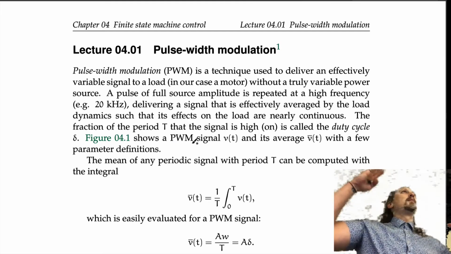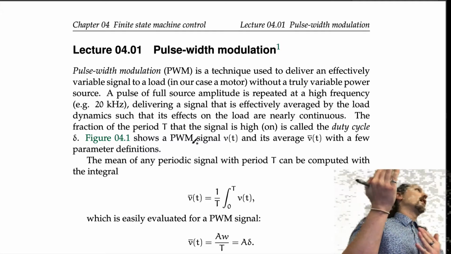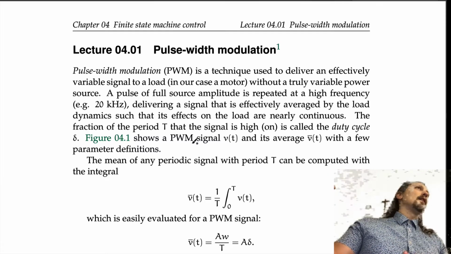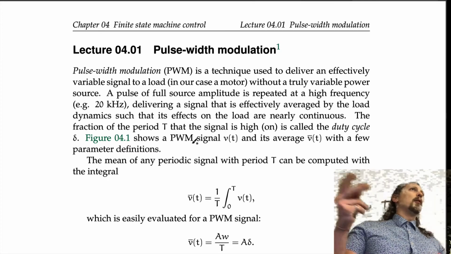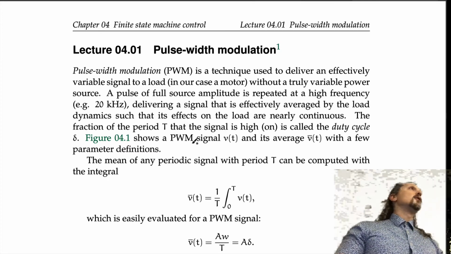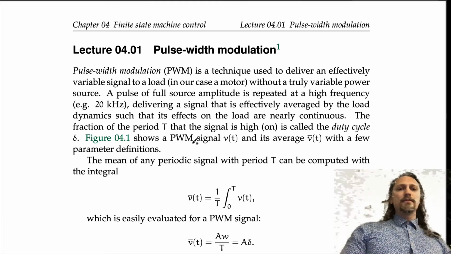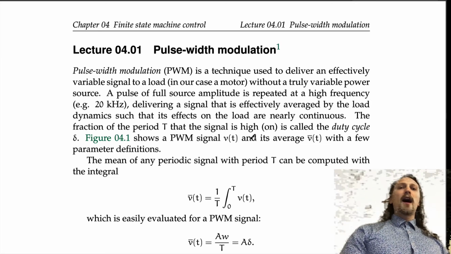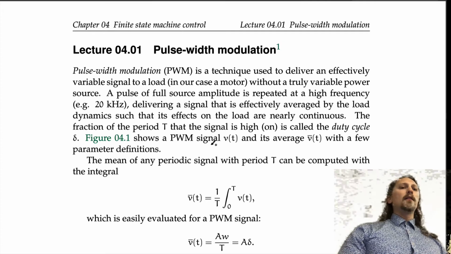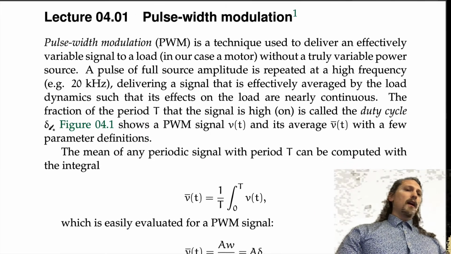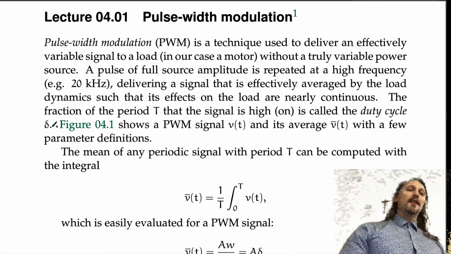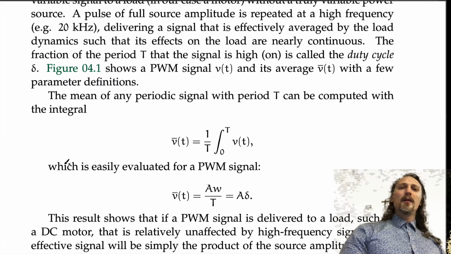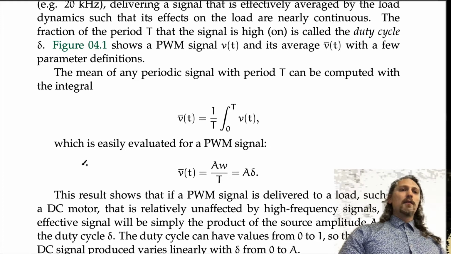So we have this ability to apply these quick pulses, and as long as we do them quick enough, the behavior of the motor mechanically is going to be sort of smoothed out. And we'll see what is effectively just the average effect of those pulses. The fraction of the period T that the signal is high or on is called the duty cycle. And we often use the Greek delta, not Dirac delta in this case. Figure 4.1 shows a PWM signal and its average with a few parameter definitions.